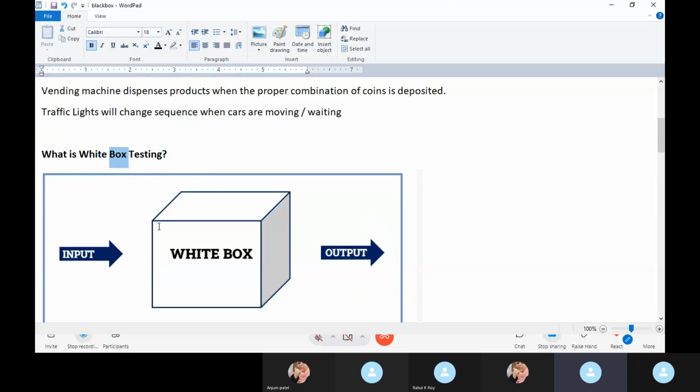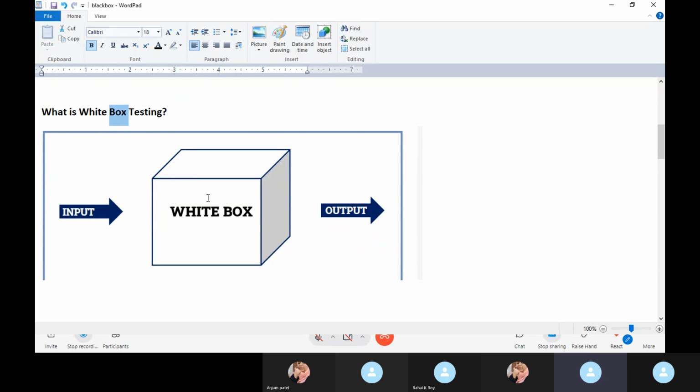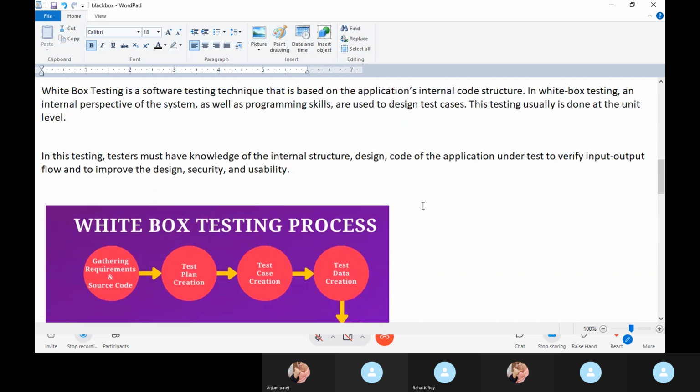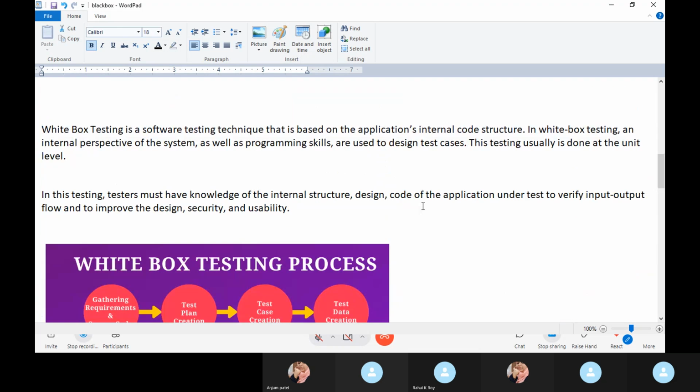So what is white box testing? If you see this example, based on that, it is created. There will be an input, and for that, there will be an output. So let's discuss white box. White box testing is a software testing technique that is based on the application's internal code structure. In white box testing, an internal perspective of the system as well as programming skills are used to design test cases.